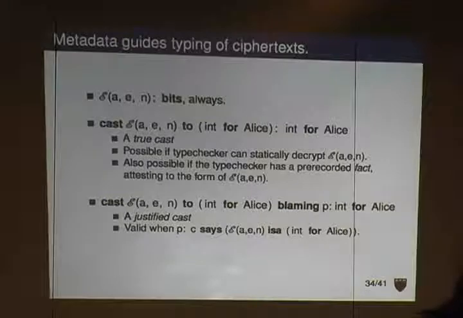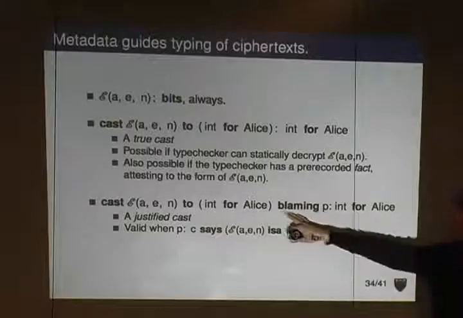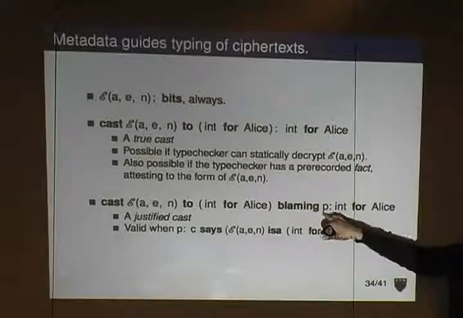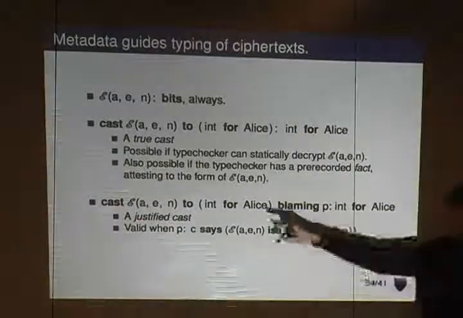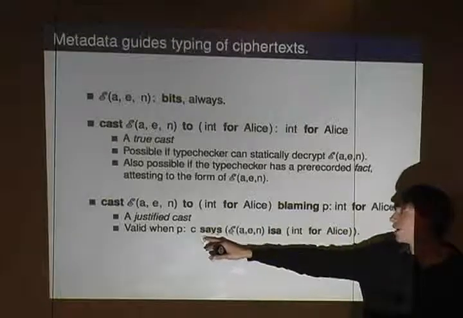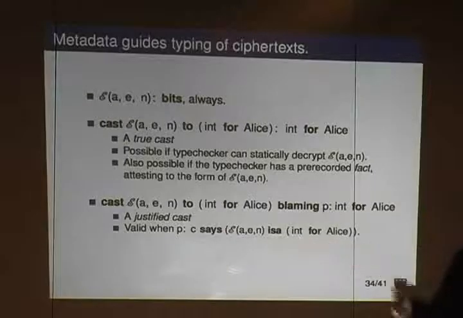In that case, we're going to use what we call a justified cast. And a justified cast is just like a cast up here, except we're also going to say "blaming P." And what that means is that we're going to attach a proof that will be associated with this bit of ciphertext. So in particular here, P is going to read that somebody says the ciphertext is an int for Alice.